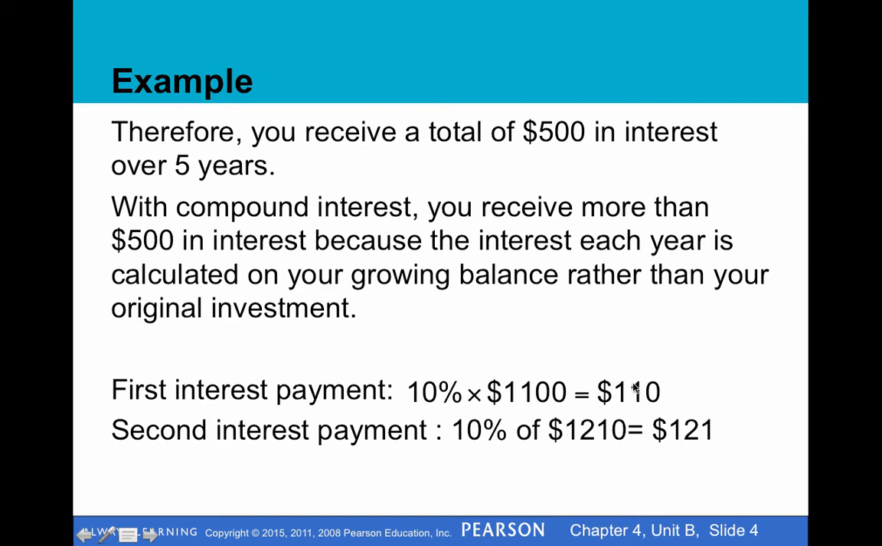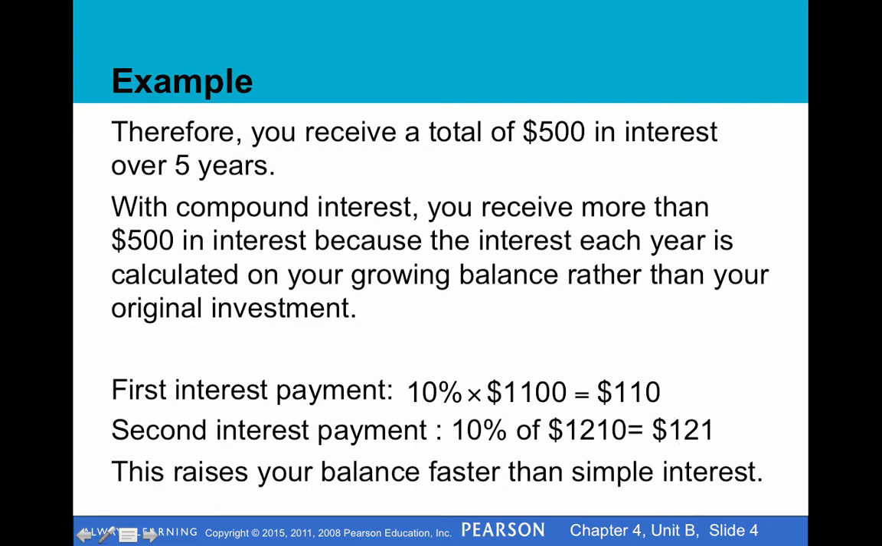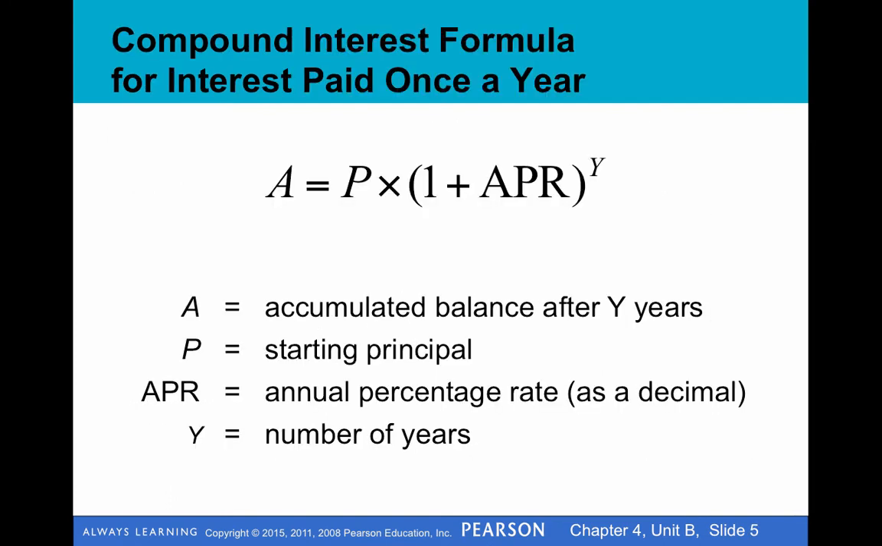So notice 110 in the second year is more than the 100 that we're getting from the simple interest. The third interest payment will be 10% of now 1,210, because I add this 110 onto the 1,100, and now I take the interest of that growing account, and it's $121. So you can see that the interest each year is growing, and it's a lot more than $100 each year. So this raises your balance faster than simple interest. So compounding interest is better.